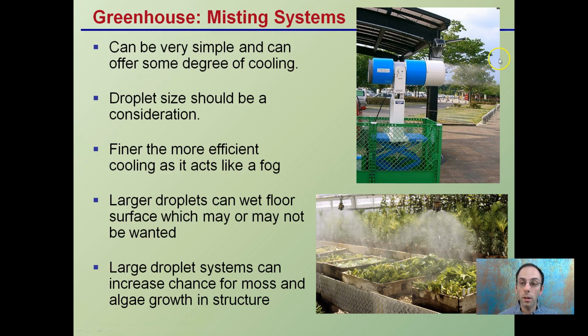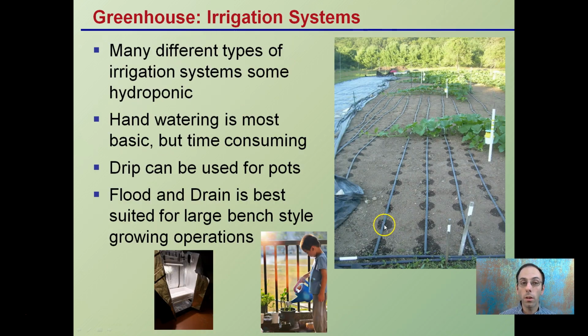Misting systems can be employed. These are very simple in design and can offer some degree of cooling. The droplet size should be considered. With a mist system, you want really, really fine particles. The finer, it'll act more like a fogging system. If the droplets get too large, this can wet the floor or surface, which may not be wanted. It can also leave a lot of heavy moisture that can increase rot or mold. Those large droplets give algae a chance to grow, which is unwanted, even though we do want the cooling advantage of it.